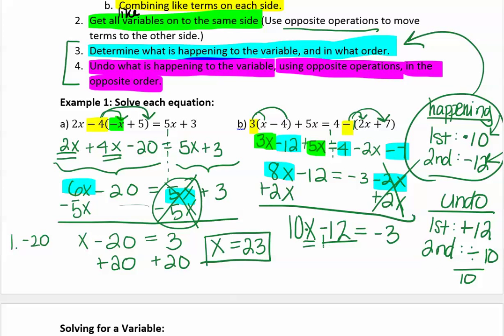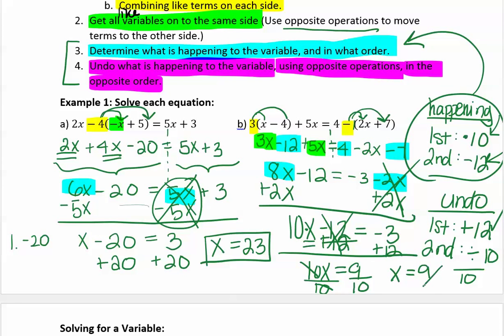So let's do that. I'm going to add 12 to both sides. Right? We don't divide by the 10 first. We add the 12 to both sides. We get 10x is equal to 9. Now we're going to divide by 10 to both sides. You probably already knew that, but I'm explaining my process. If you have a fraction, does 10 go into 9? Nope. That's okay. If you have a fraction, you could leave it. Just reduce it. But 9/10 is good, so we're done.